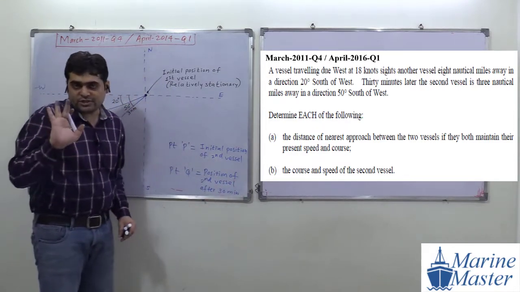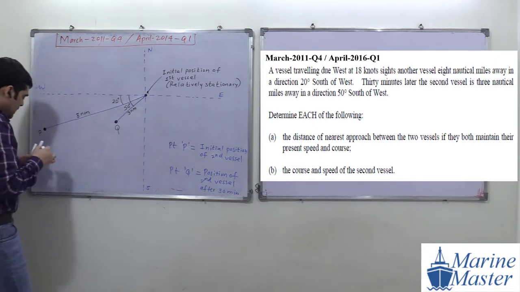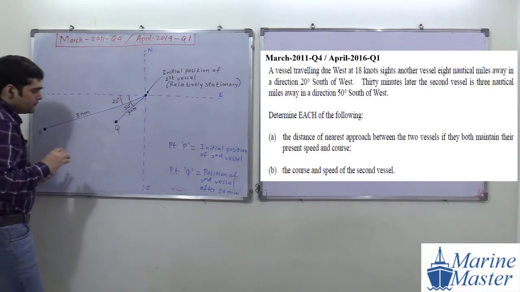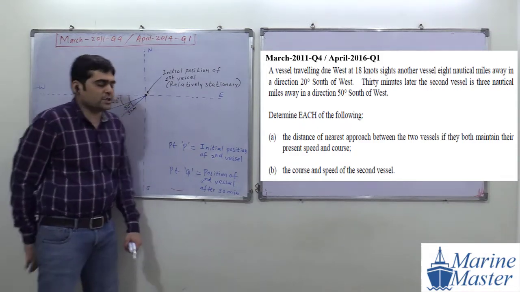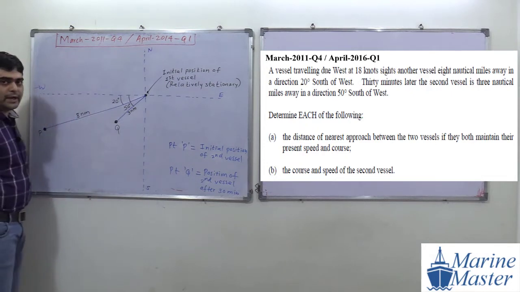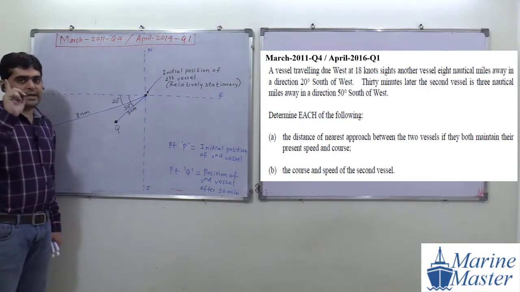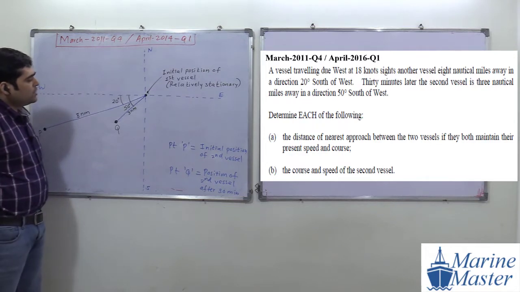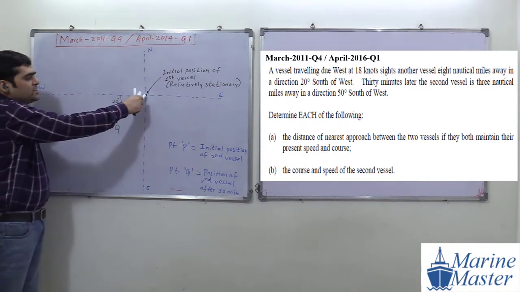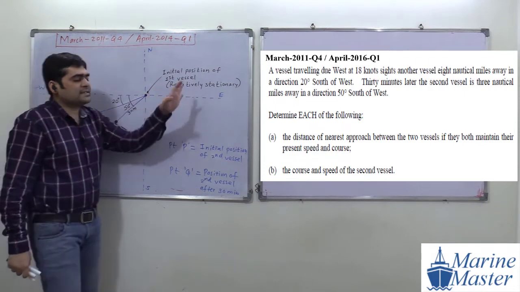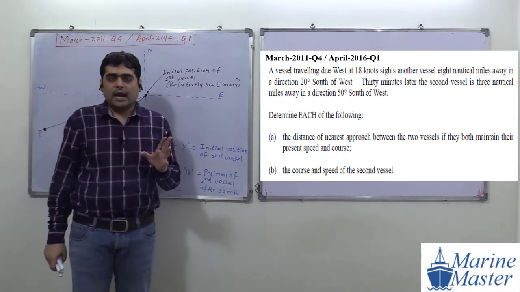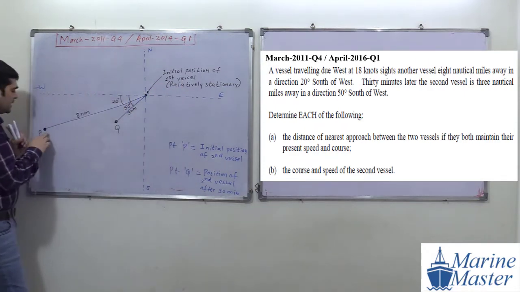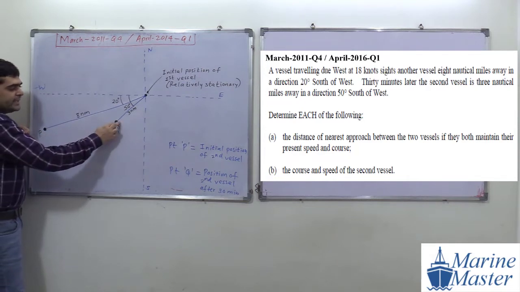Anyone have any doubt in this discussion? Try to see the scenario here. Now the next point will be what? Carefully observe this drawing. Understanding this drawing is very, very important to us. Our first vessel is here and we make it relatively stationary, and the initial position of the second vessel is here. After 30 minutes it is here.